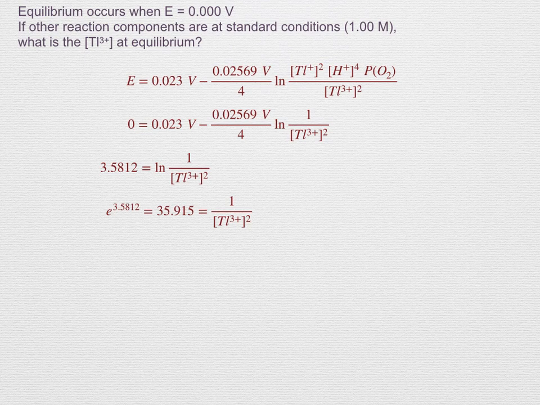Take the square root of the reciprocal to find that the concentration of thallium 3+ at equilibrium, given that all the other reaction components are at standard conditions, is 0.167 molar. This is between 1 molar and 0.1 molar as we expected. Hopefully you can see how much information can be obtained from the Nernst equation.